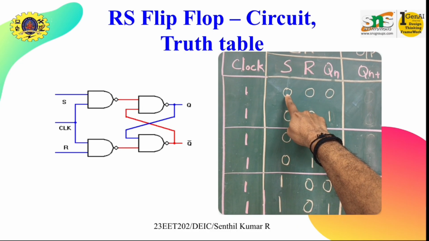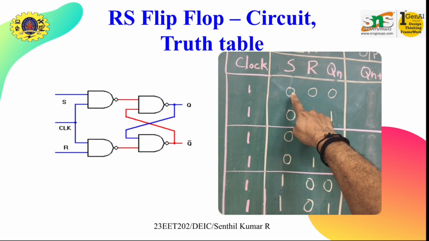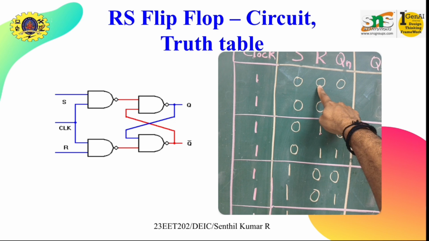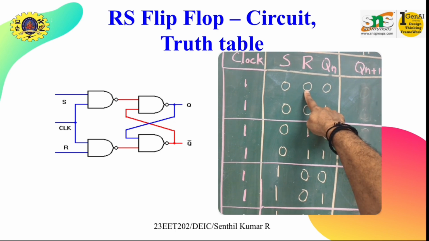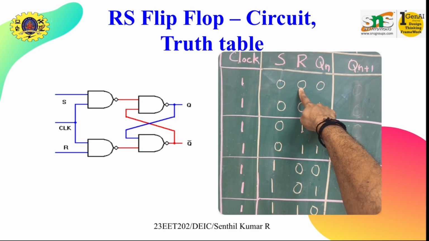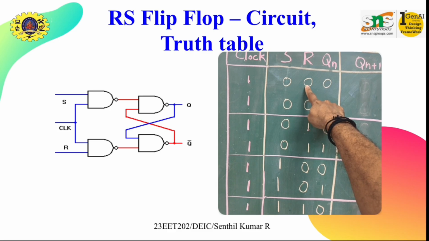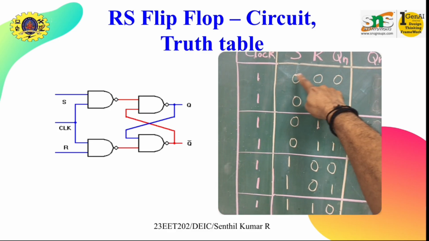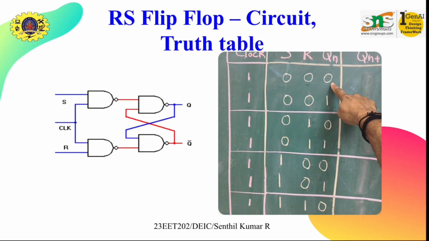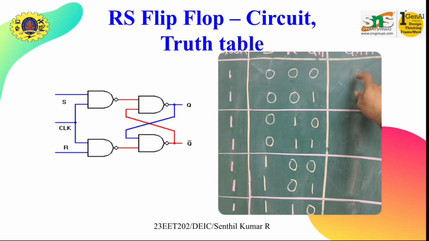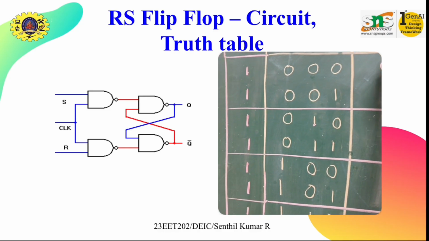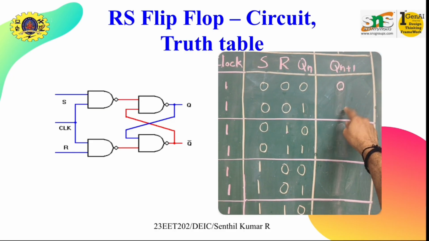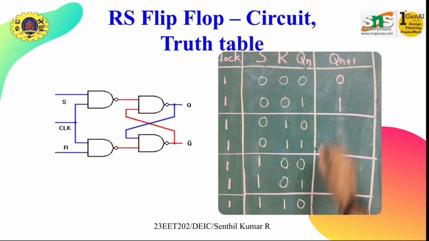As per the RS or SR flip-flop, when both are 0, the comment is no change or hold. Therefore, whatever the assumed value, S and R are 0. If the assumed value is 0, the output is also 0, since it is no change. And if the assumed value is 1, the output is also 1, since it is no change.